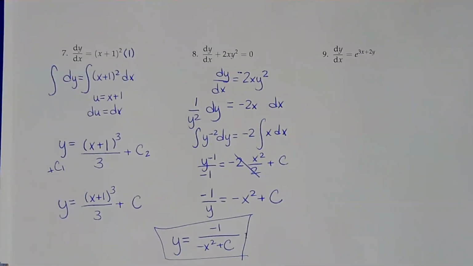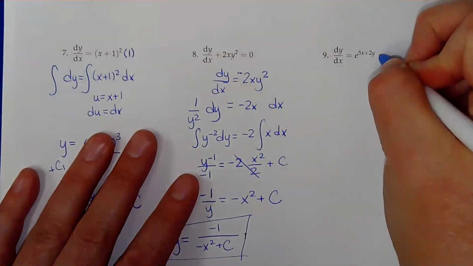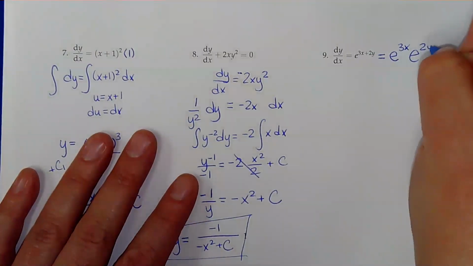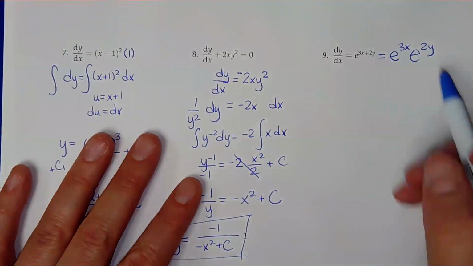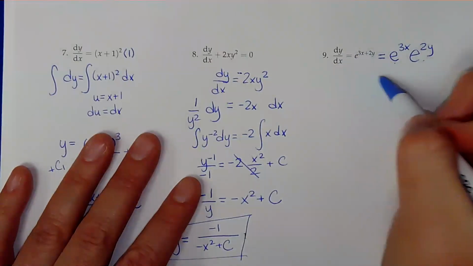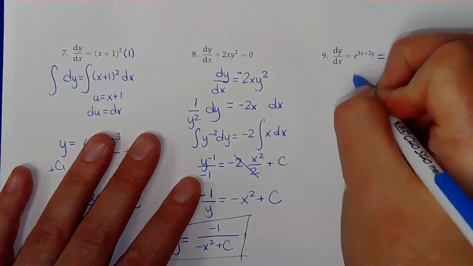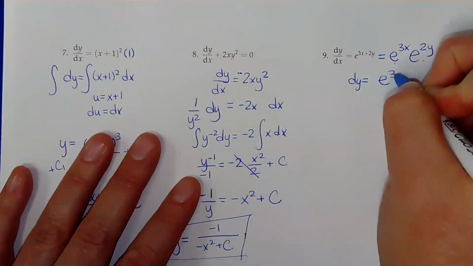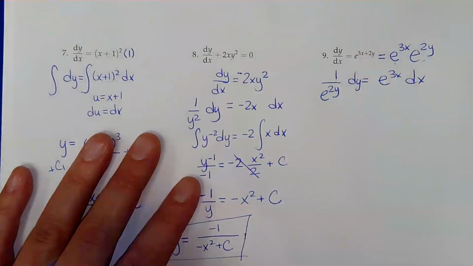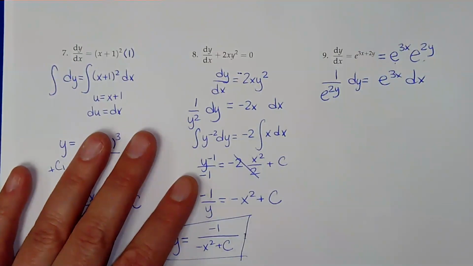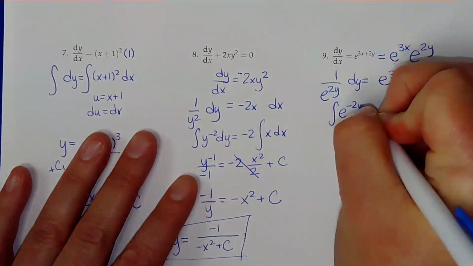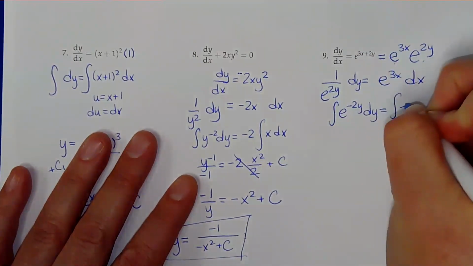And then let's take a look at number 9. Number 9 requires a little bit of algebra here. So we can rewrite this as e to the 3x times e to the 2y. Now I have two separate pieces, one piece in x and one piece in y, which makes it separable. So I'll multiply this dx over, and e to the 3x dx, and I will divide this e to the 2y back to the other side. So 1 over e to the 2y dy equals e to the 3x dx. So this is the integral of e to the negative 2y dy equals the integral of e to the 3x dx.